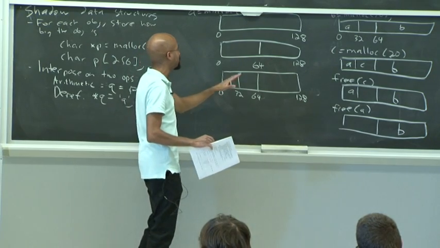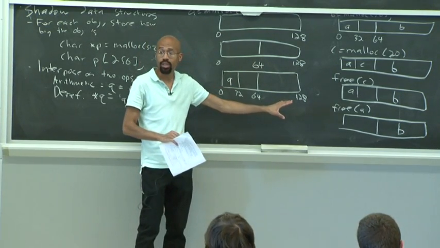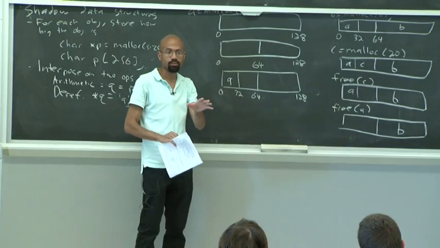But anyways, I'm not going to go into those details. This is basically how buddy allocation works. Does that make sense?